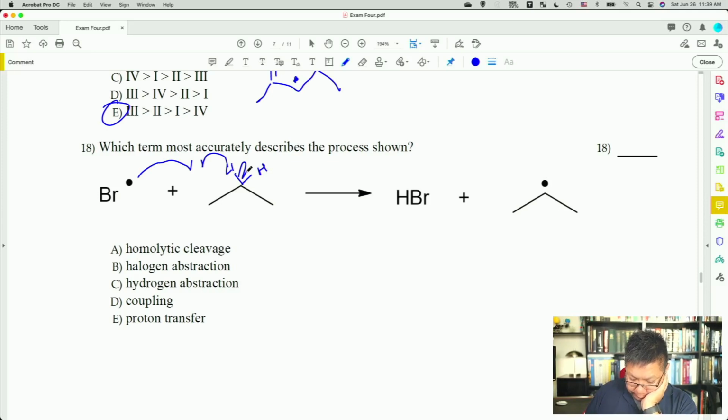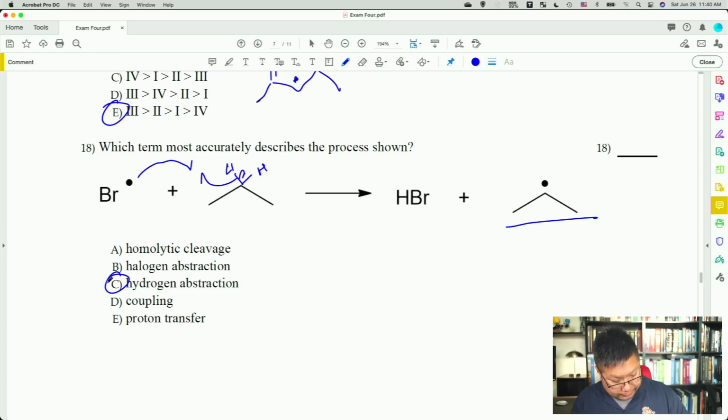And so, I didn't even draw that correctly. Let me do that again. It's so important to draw this correctly. I'm not even drawing it correctly for you. It's just so small, that's the problem. There we go. So that leaves us with that there. What happened there was a hydrogen abstraction. Answer C. Definitely not a proton transfer, because you'd have a charged species at the end if there was a proton transfer, right?